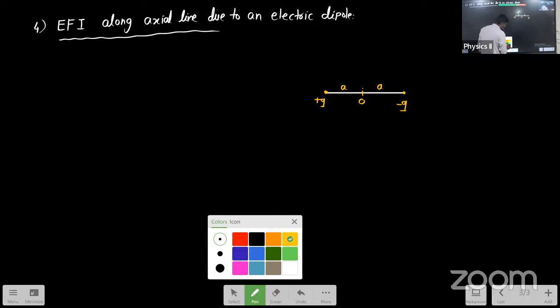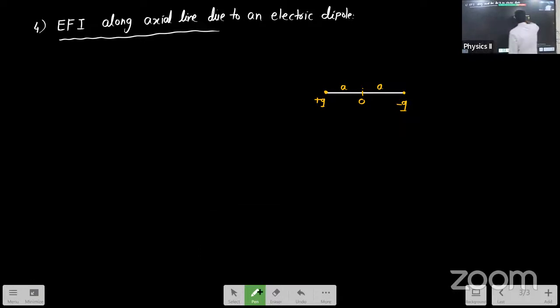Now, what I am doing? Along the axis of this dipole, I am determining the electric field intensity. Let me consider one point P. Let this be a point P where I have placed a unit positive charge Q. This is the unit positive charge. Now carefully see the diagram. By looking at the diagram only, we are going to solve this answer.